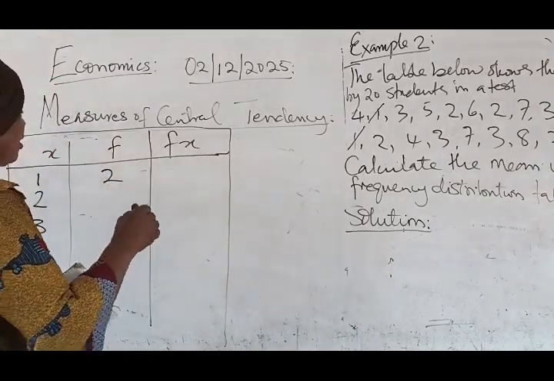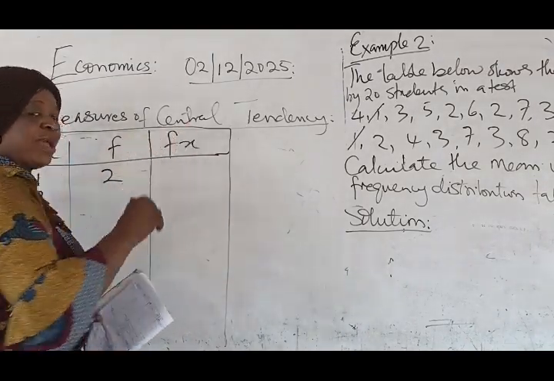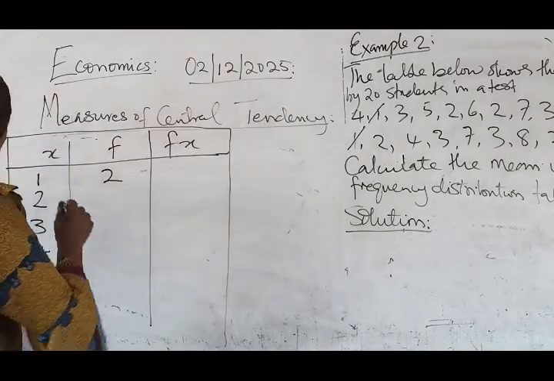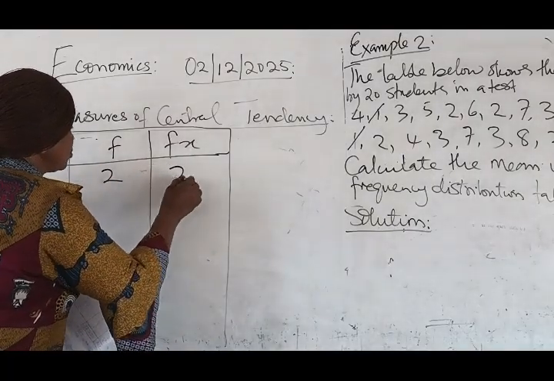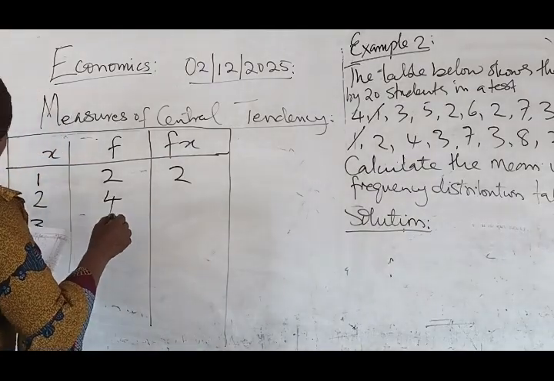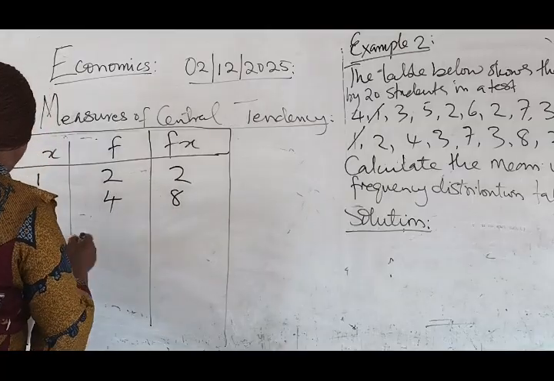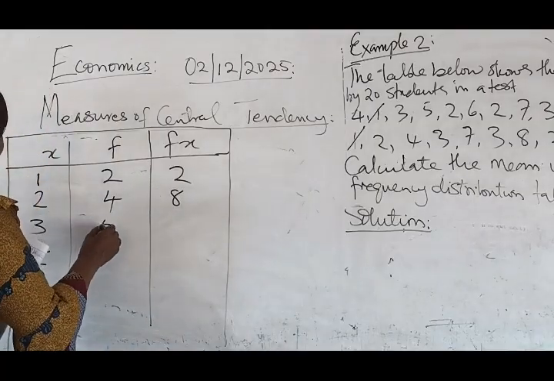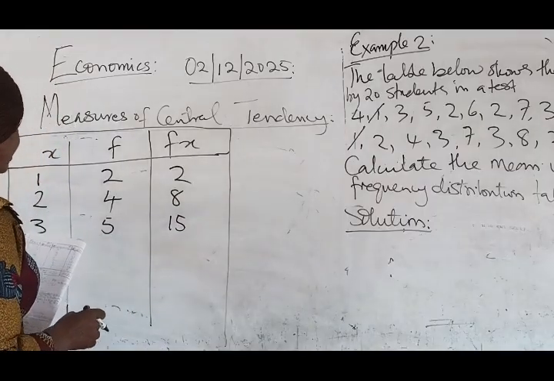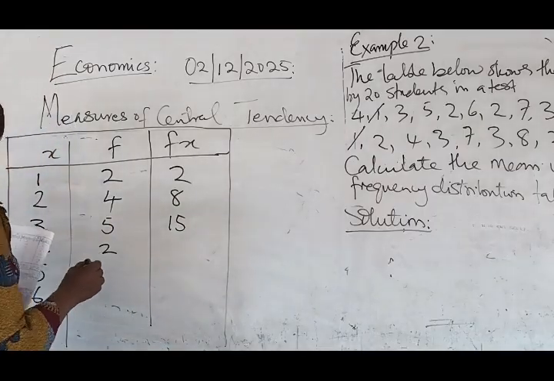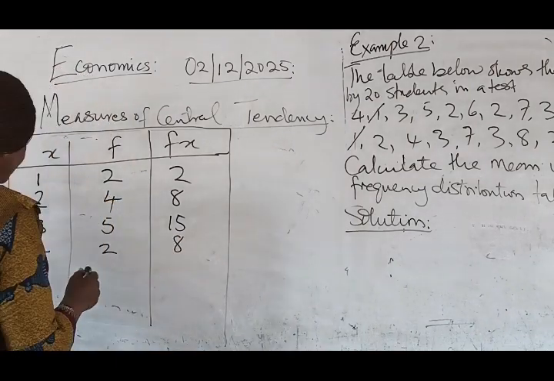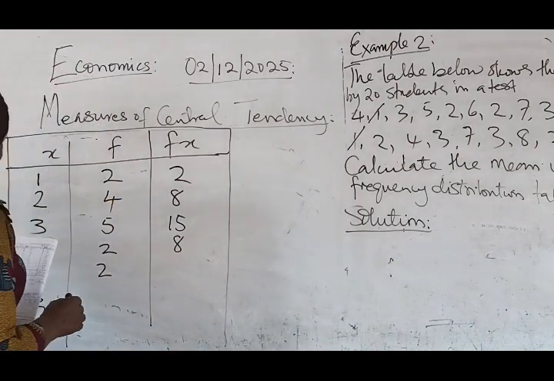So your f of s means frequency multiplied by what? X. And the x here is the set of observations given to you. So 2 times 1, you have 2. Now 2 appears 4 times. 4 times 2 will give us 8. 3 appears 5 times. 5 times 3 will give us 15. 4 appears 2 times. 2 times 4 will give us 8. 5 appears 2 times. 2 times 5 will give us 10.